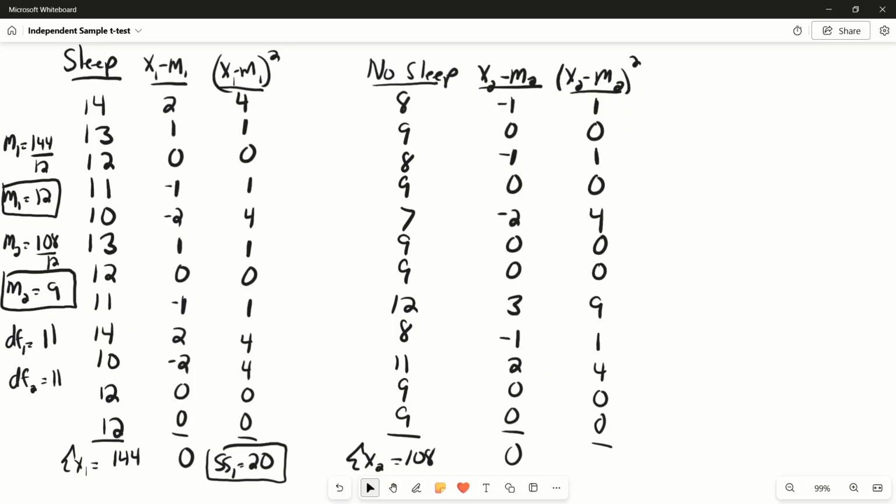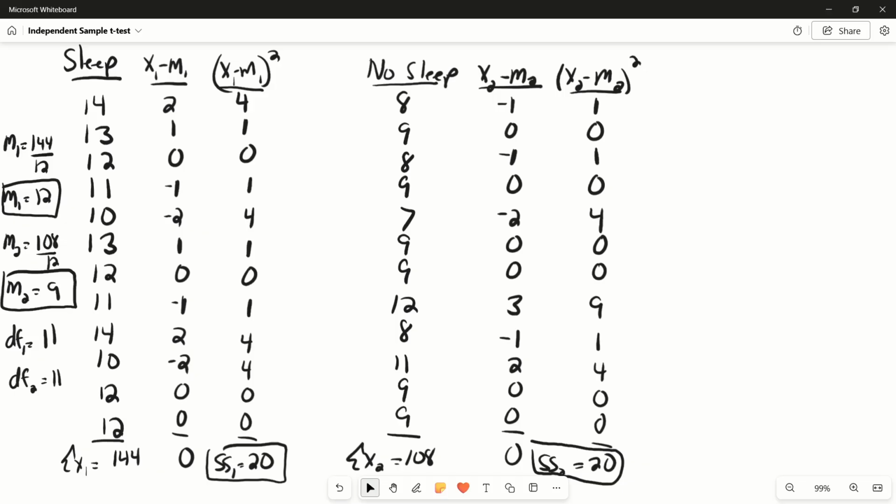Add up these square deviation scores for no sleep: 1, 2, 6, 15, 16, 20. So our sum of squares for group 2 is 20. So our two sums of squares are 20 and 20. It's just a coincidence that they're the same. They don't have to be the same, it's just a coincidence.